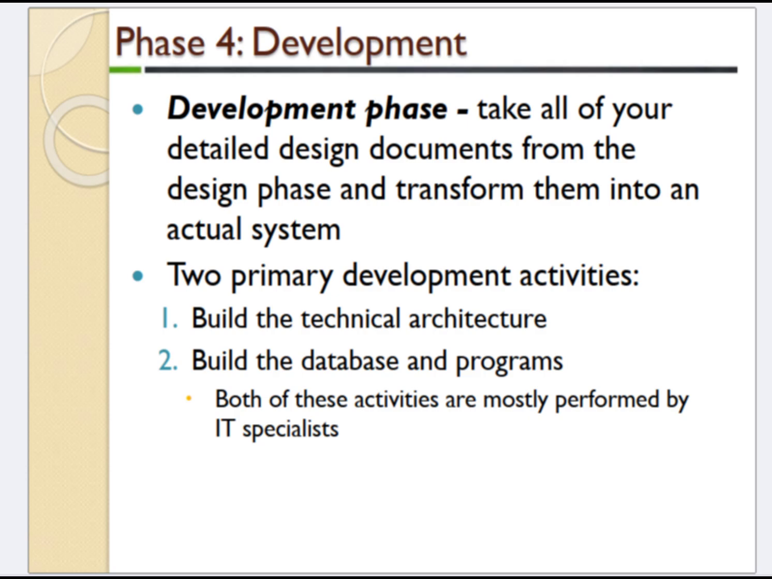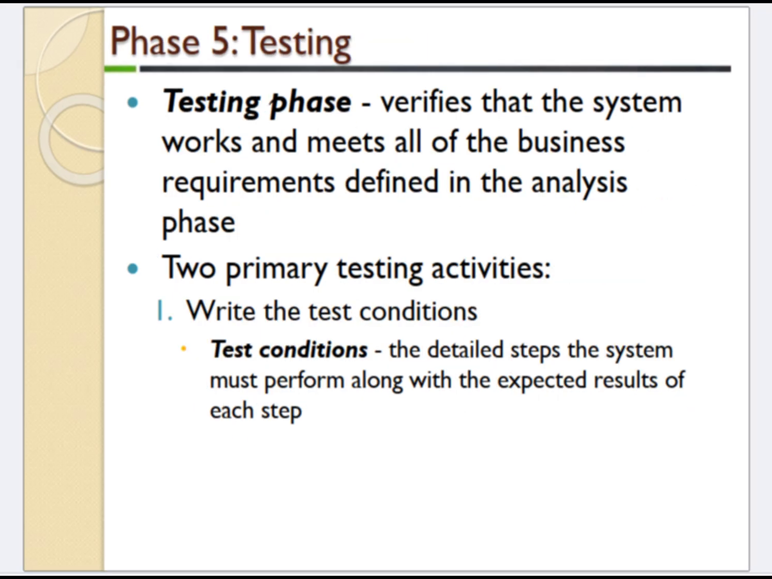Take all of your detailed design documents from the design phase and transform them into an actual system. Primary development activities: 1. Build the technical architecture. 2. Build the database and programs. Both of these activities are mostly performed by IT specialists.